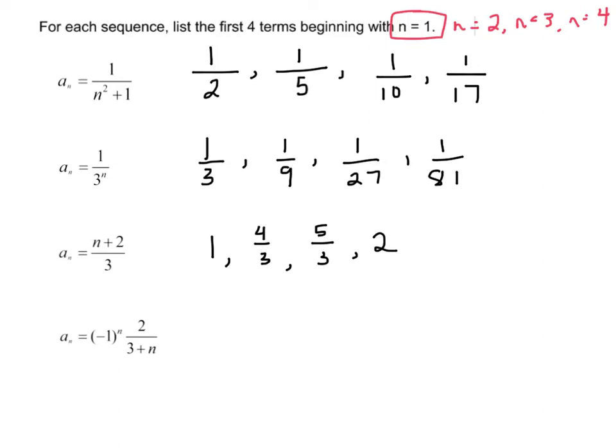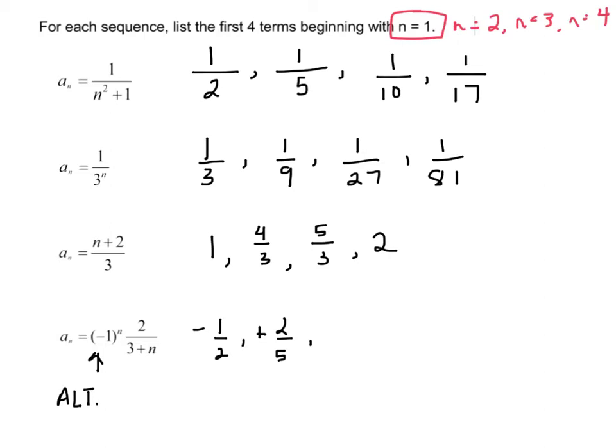Okay. Finally, I thought I'd throw one in here that's kind of interesting. You see that little -1 there? That makes this what's called an alternating sequence. I'm just going to put ALT for alternating, because when I plug in 1, -1 to the first is negative. And then I have 2 over 3 plus 1, so negative 1/2. The next time I plug in 2, well, negative 1 squared is positive. Now, normally we wouldn't put a positive, but I'm going to. And 2/5.